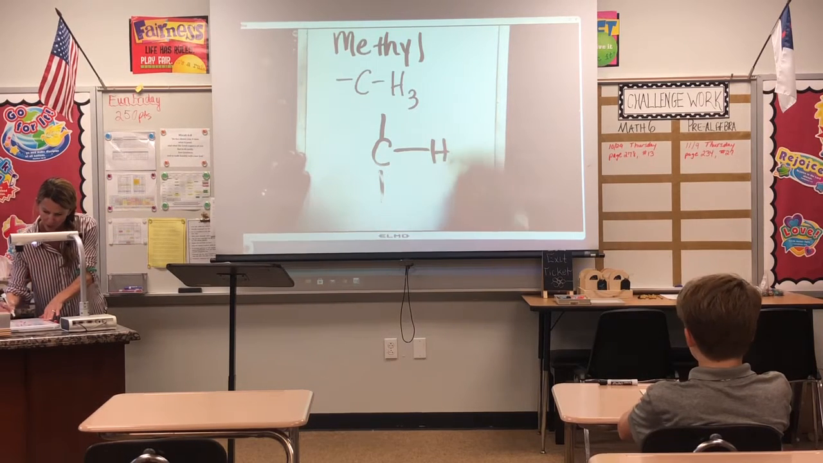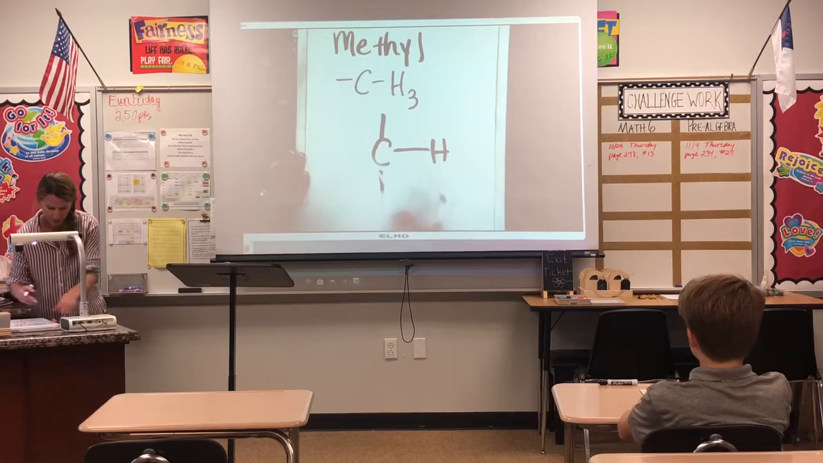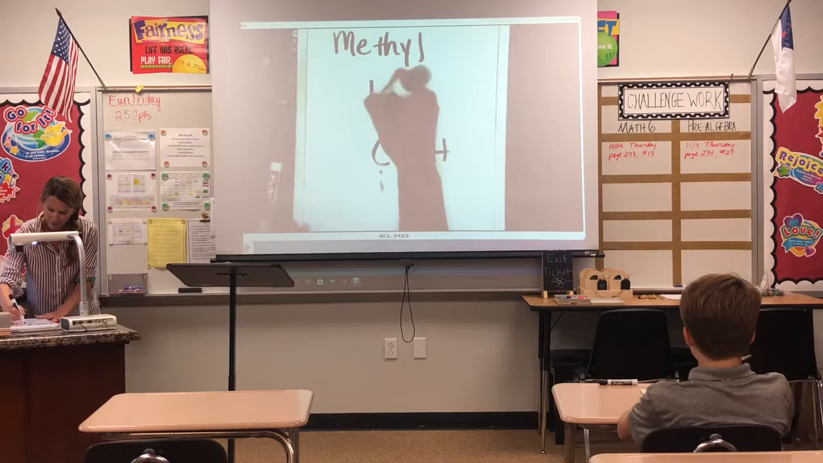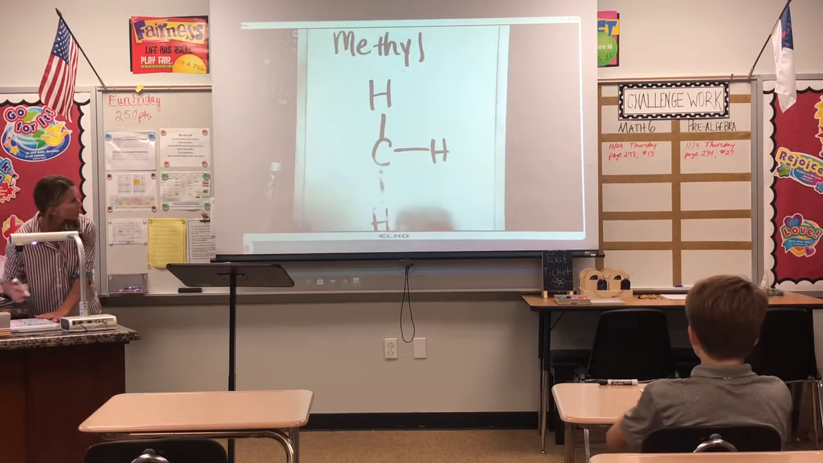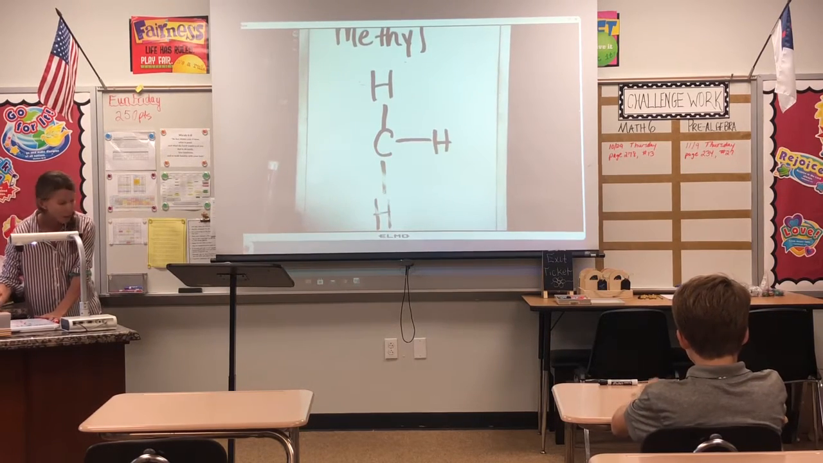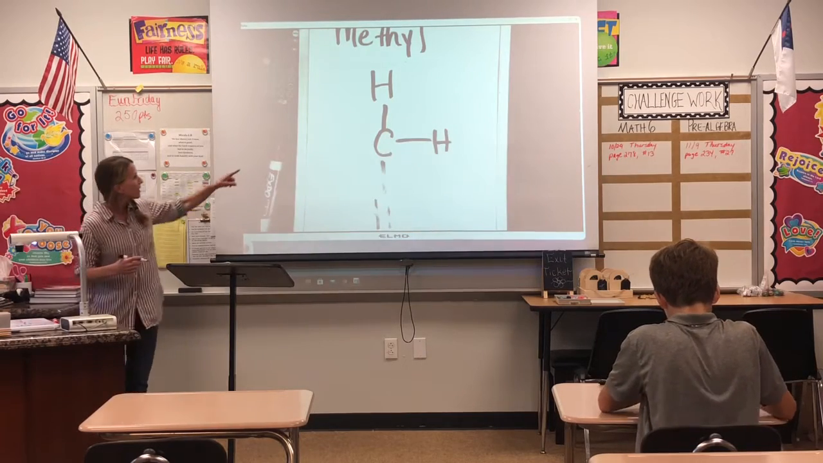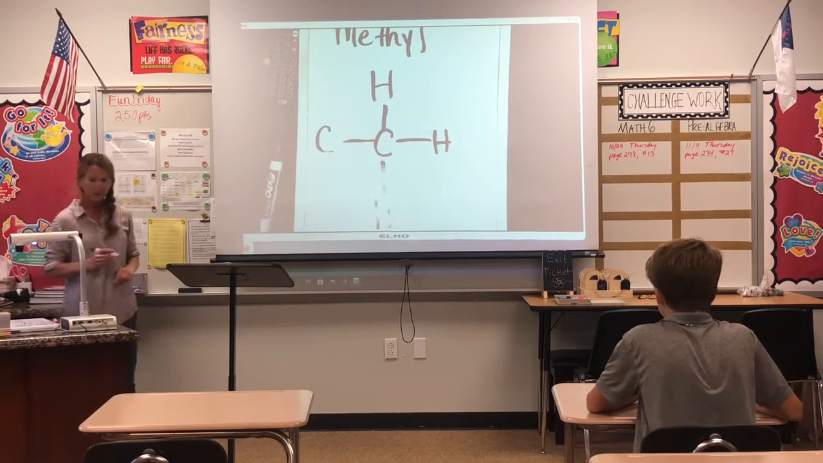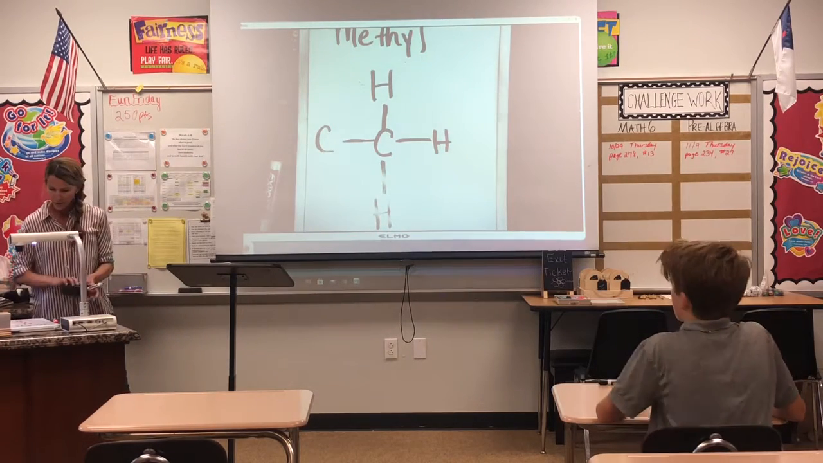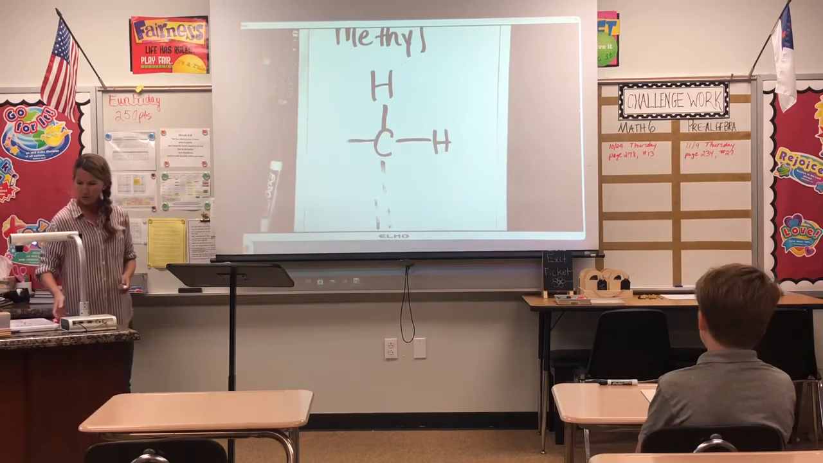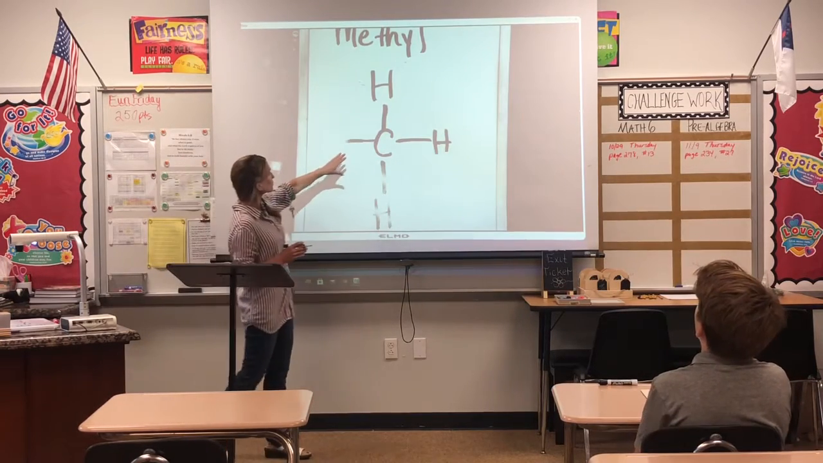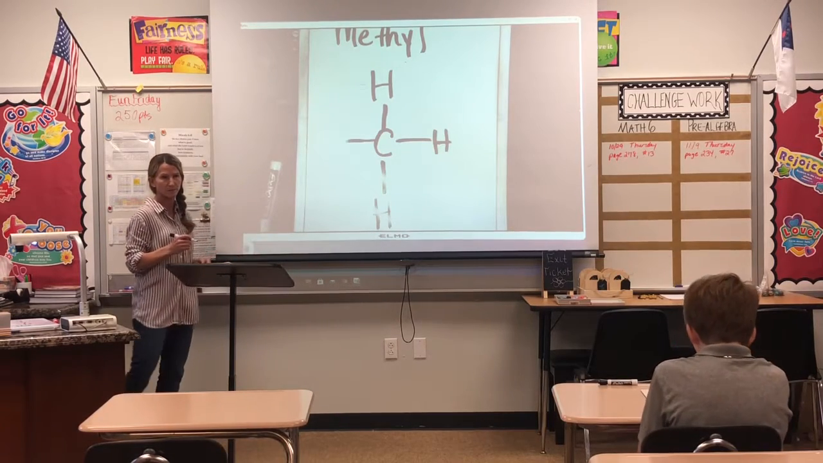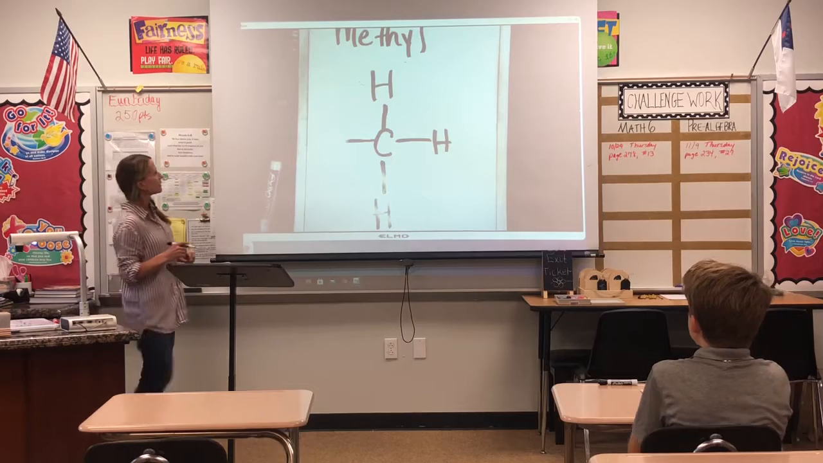So we have a central carbon atom. I'm going to erase this part. We have 3 hydrogens around that central carbon atom because this carbon has electrons, and this is probably connected to another carbon, but I'm not going to draw that because I just want you to know the structure of this functional group, methyl. So methyl is CH3. Any questions?